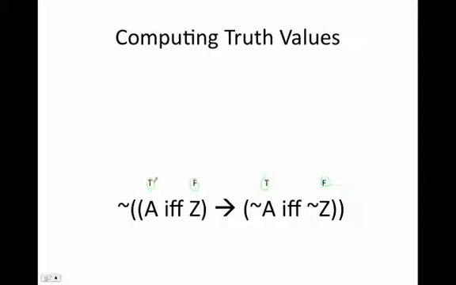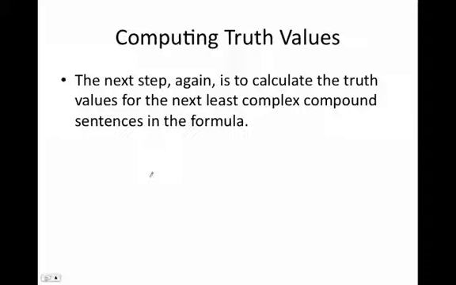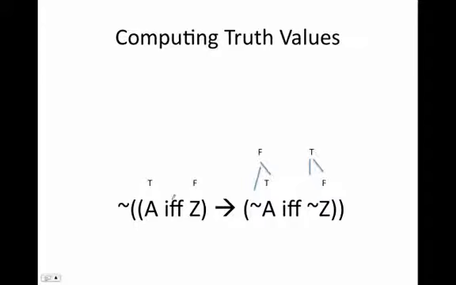Well, what's the second step? Again, just move up to one level of complexity and then figure out the truth value at that next level of complexity. Well, the next level of complexity we can find in this formula contained within the parentheses. There's negations. Right there, right there. And remember the rule for negation? If A is true, then the negation of A is false. If Z is false, the negation of Z is true. That's it. Boom. Second step done.